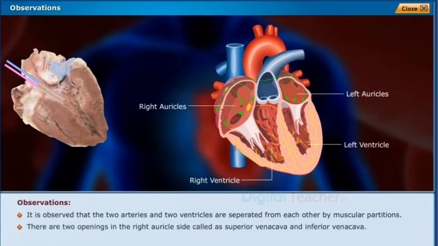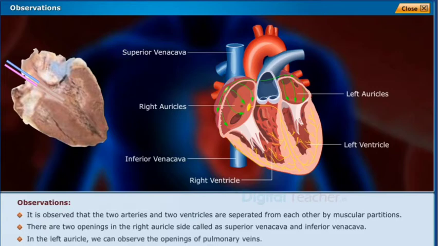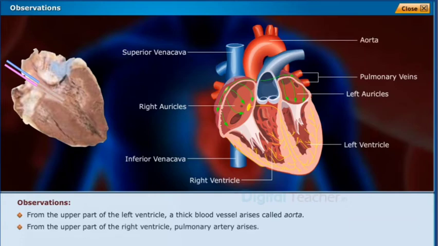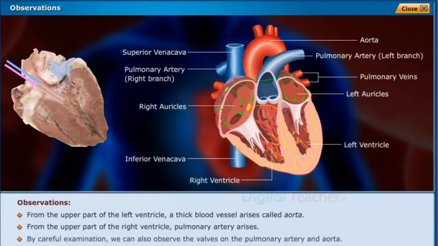There are 2 openings in the right auricle, called the superior vena cava and inferior vena cava. In the left auricle, we can observe the openings of the pulmonary veins. From the upper part of the left ventricle, a thick blood vessel arises called the aorta. From the upper part of the right ventricle, the pulmonary artery arises. By careful examination, we can also observe the valves on the pulmonary artery and aorta.